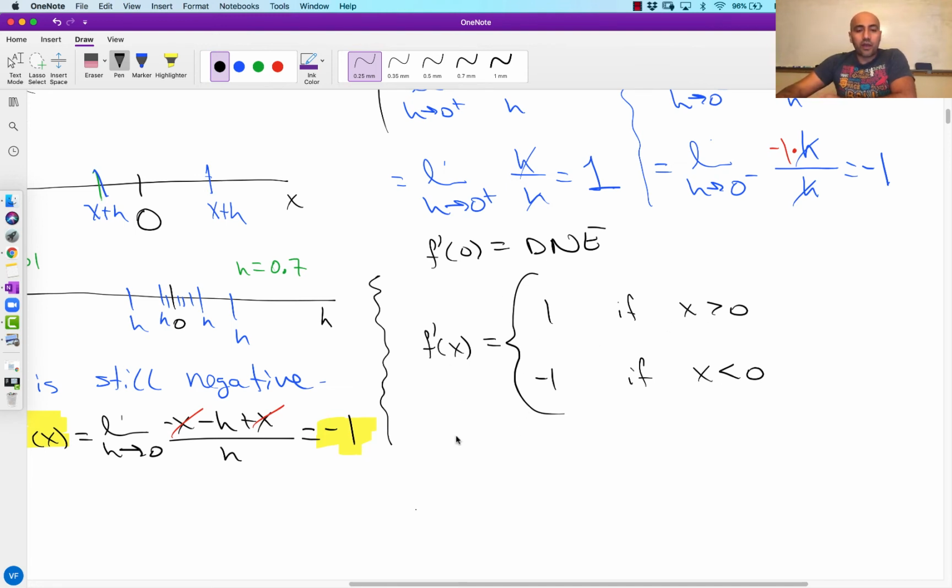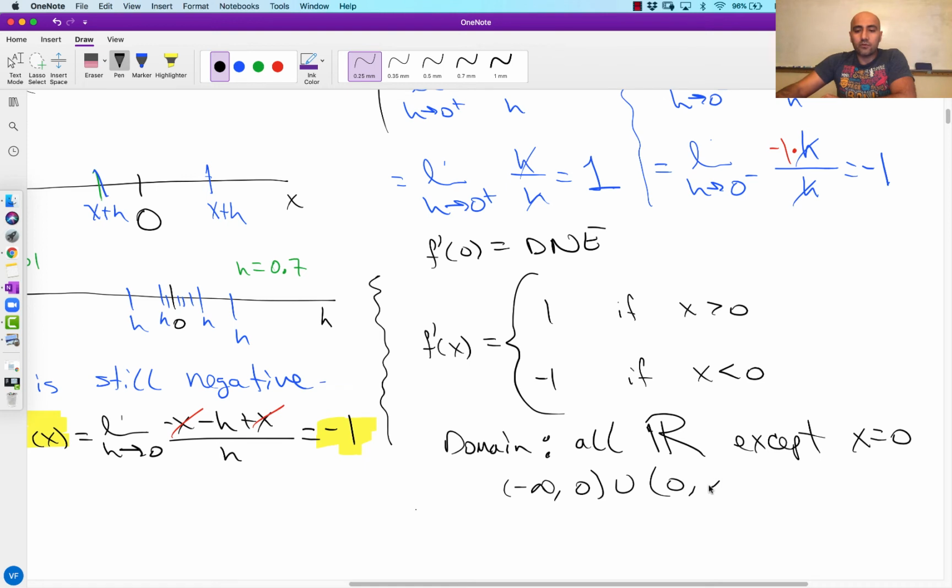So we can describe the domain of this derivative function. The domain is all real numbers except x equals 0. And we can also express it this way, -infinity to 0, union with 0 to positive infinity. Okay, so the domain of the original function was all real numbers. The domain of the derivative function is -infinity to 0, union 0 to infinity, all real numbers except x equals 0. The function does not exist there.